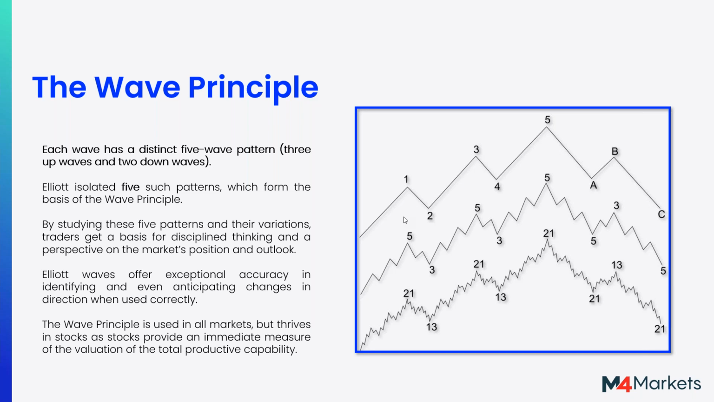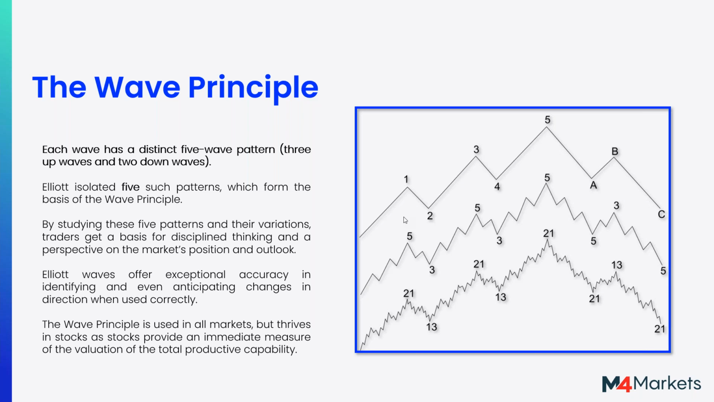Now, the wave principle says that each wave has a distinct 5-wave pattern, 3 waves up and 2 waves down. Elliott himself isolated 5 such patterns, which form the basis of the wave principle. By studying these 5 patterns and their variations, because there are many variations, especially in zigzags, traders can get a basis for disciplined thinking and a perspective on the market's position and outlook.